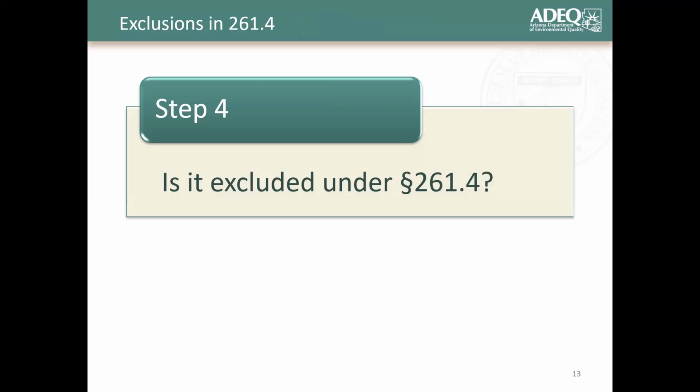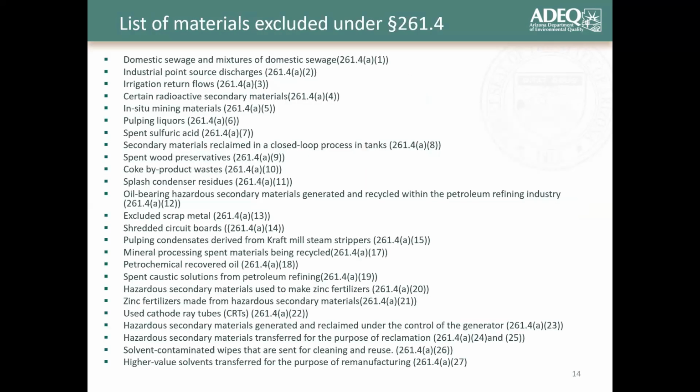Step 4. Is your solid waste excluded from the hazardous waste regulations because it falls under Part 261.4? There is a long list of hazardous wastes that are excluded from the hazardous waste regulations, and yours might be one of these. But the exclusions we are going to focus on later are the hazardous secondary materials exclusions seen at the bottom of this list. Specifically, we will look at the HSM transferred for the purpose of reclamation.